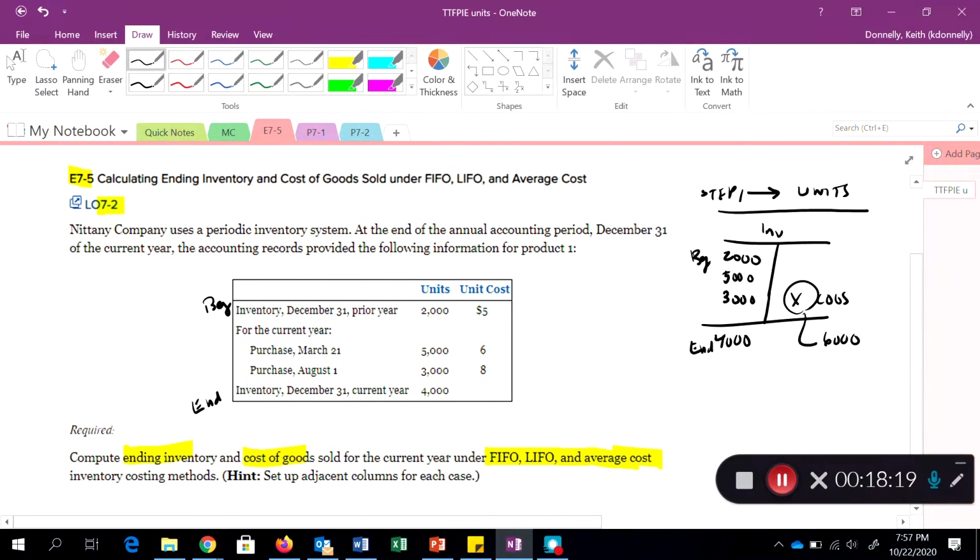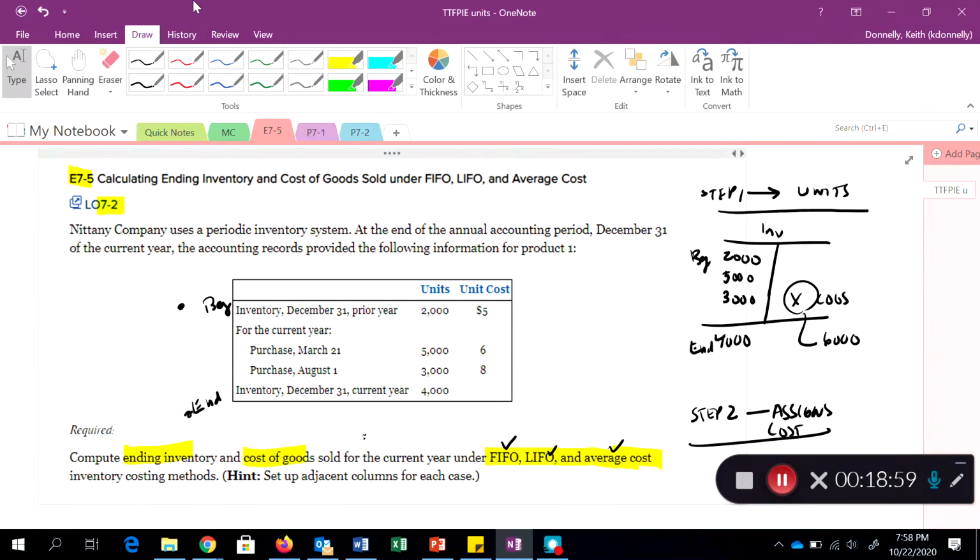Step 2, once we know the unitary flow of it, we need to assign costs. And there's a couple different methods. So we've got FIFO, LIFO, and average cost. It looks like we bought 2,000, so we have our beginning and our ending.